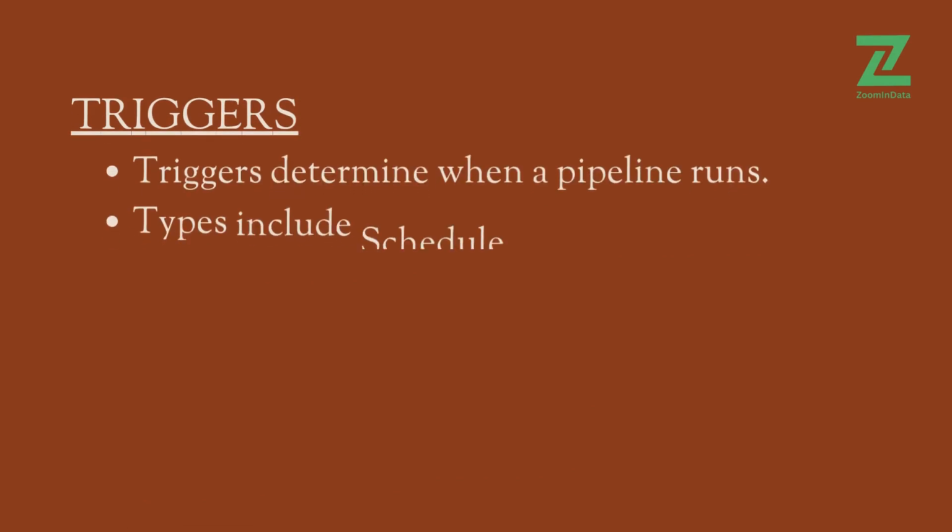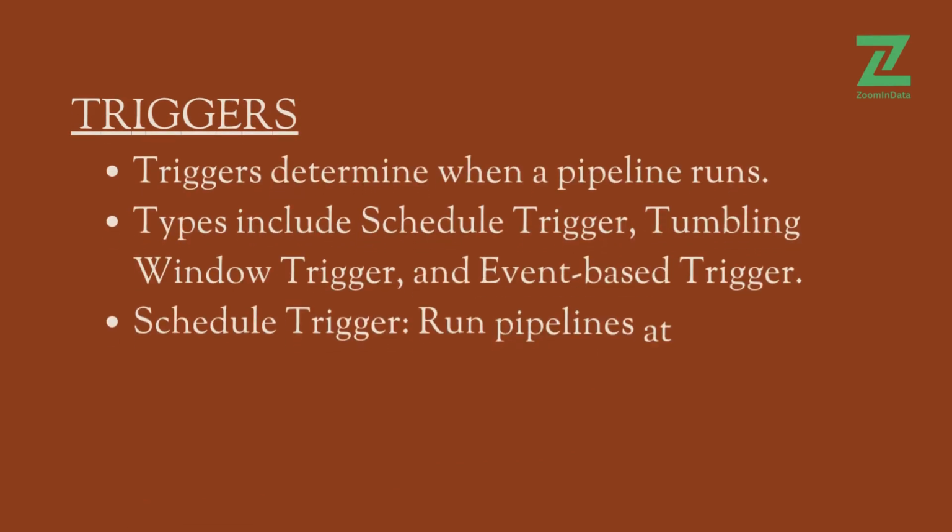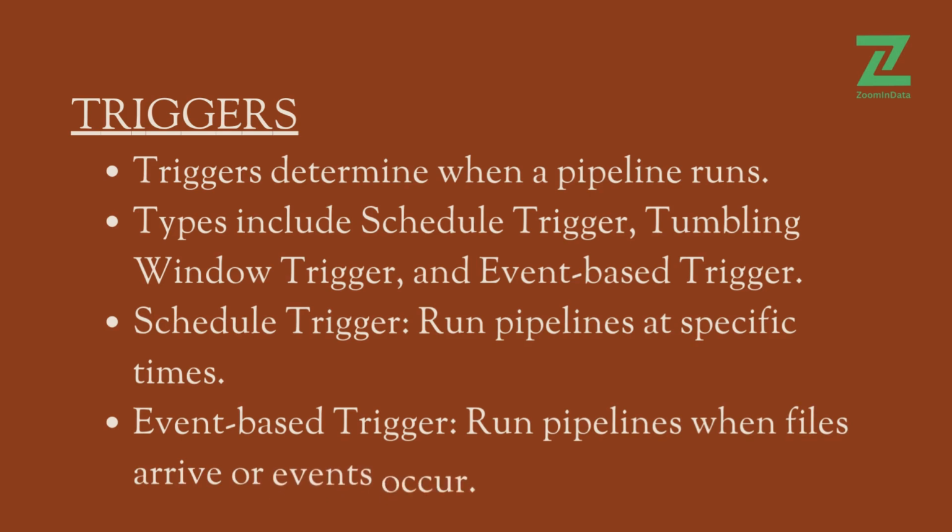Triggers in Azure Data Factory define when your pipeline should execute. The main types are schedule trigger, tumbling window trigger, and event-based trigger. Schedule triggers run pipelines at specific times. Event-based triggers run pipelines when a particular file arrives or an event occurs. Triggers help automate workflows without manual intervention.